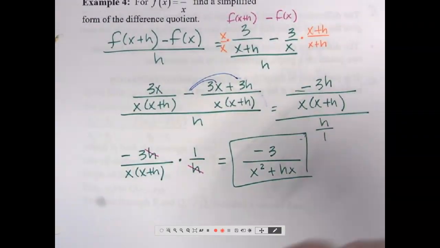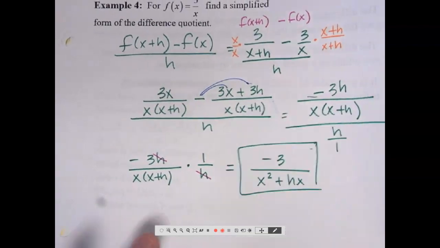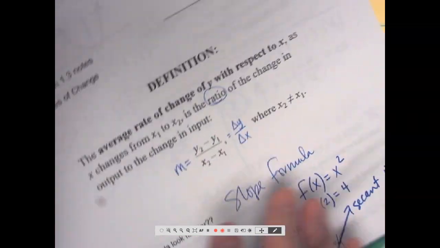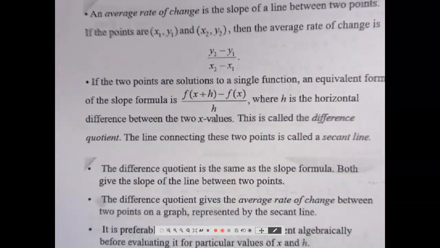That, my friends, is a bunch of algebra. Get common denominators. Combine fractions with like denominators. Divide a fraction by a fraction. Algebra heaven right there. Yay! Okay, and then there is a summary on the back that you can read through.